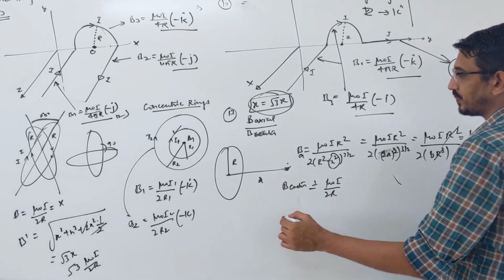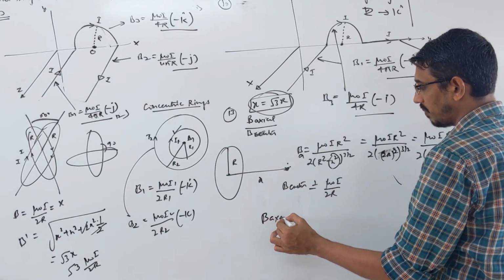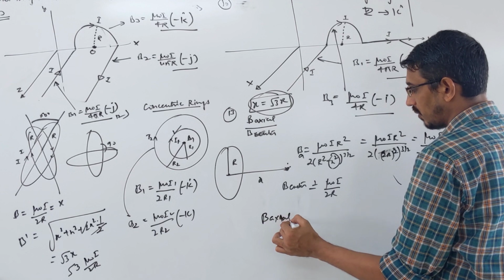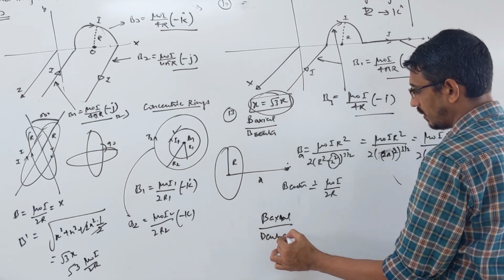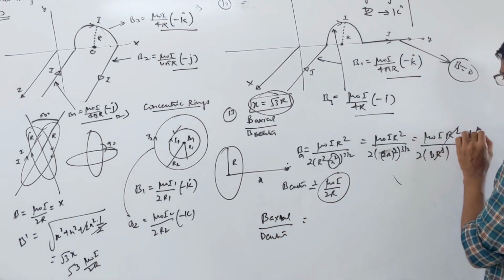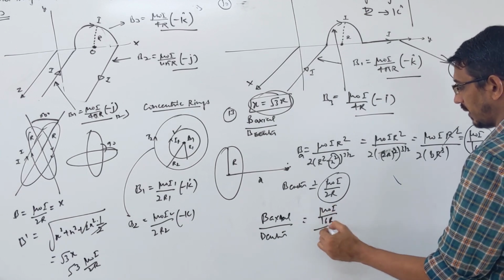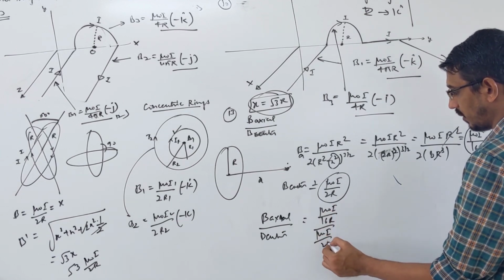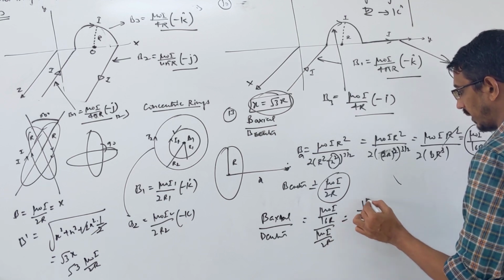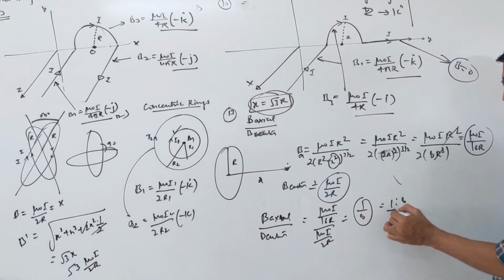So you can divide them: the magnetic field at the axial point to the magnetic field at the center. When you divide these two formulas, what do you get? Mu naught I upon 16r divided by mu naught I upon 2r. So it comes to 1 by 8, or a ratio of 1 to 8 was the answer.